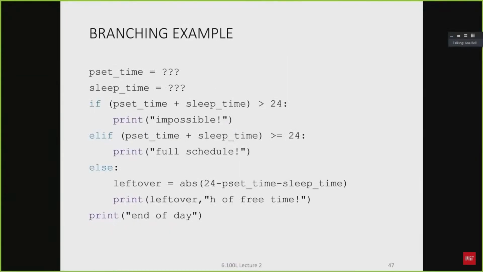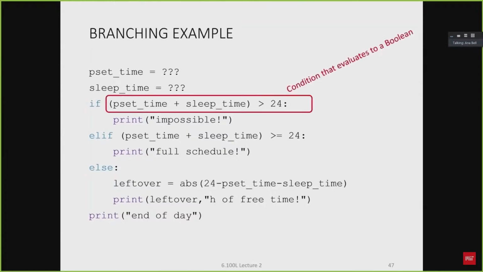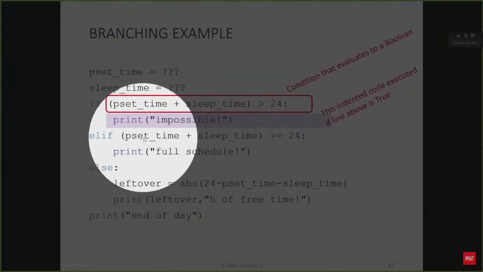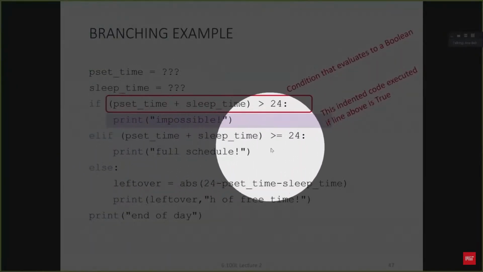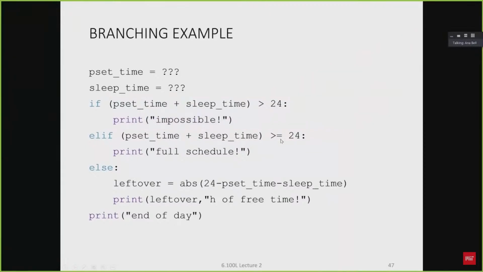So here's an example. We've got peace at time, sleep time, we'll put some variables in there and run it, see what we get. I've got one code block here, an if, elif, and an else. So the first code block, the condition checks that the sum of those two is greater than 24, and it does something. This is the block that's part of that condition. Notice it's indented by usually 4 spaces. Elif, so if this one was not true, then I'm going to go ahead and check the next one. The next condition is that the addition is greater than or equal to 24, and then we're going to do this print statement here.